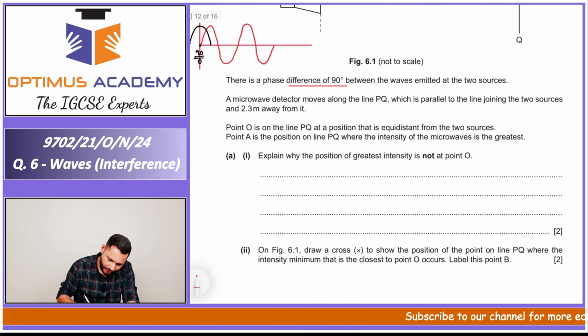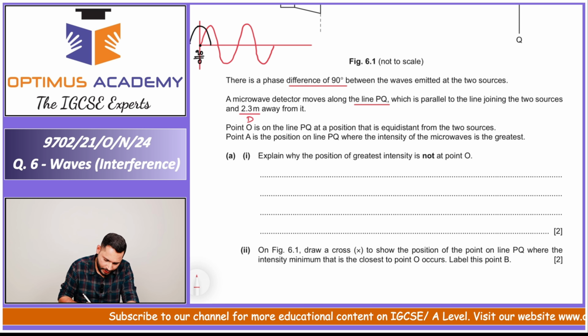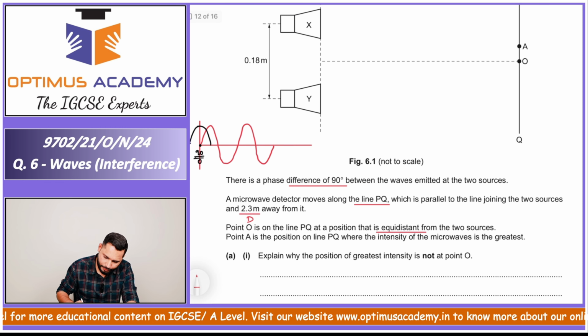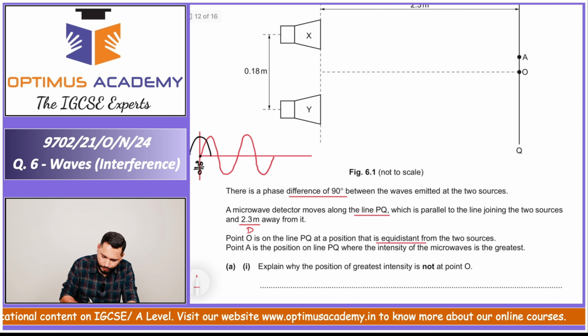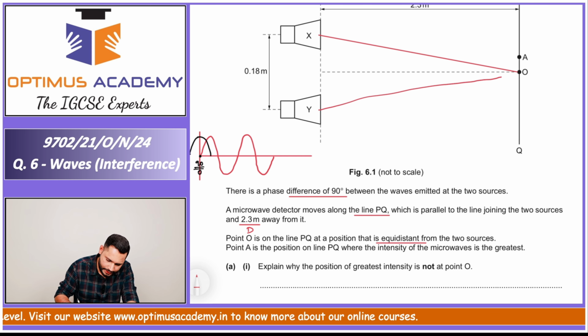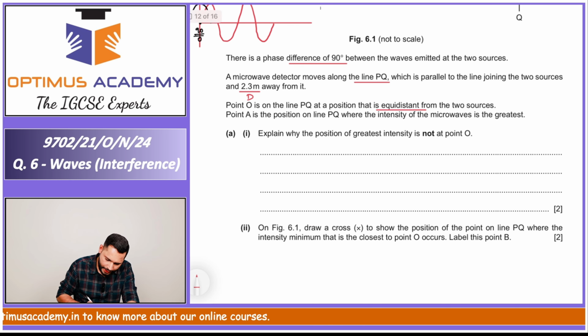Next, a microwave detector moves along the line PQ, which is parallel to the line joining the two sources and 2.3 meter away from it. This is capital D. Point O is on the line PQ at a position that is equidistant from the two sources. So they are saying that point O is at same distance from the two sources like this. Point A is the position on the line PQ where the intensity of the microwave is greatest.